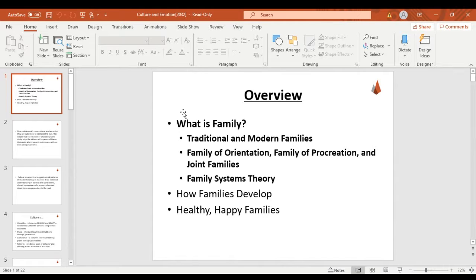So we have family of orientation, family of procreation, and joint families, and we'll talk about that a little later. Family systems theory, how families develop, and just general happy, healthy families.